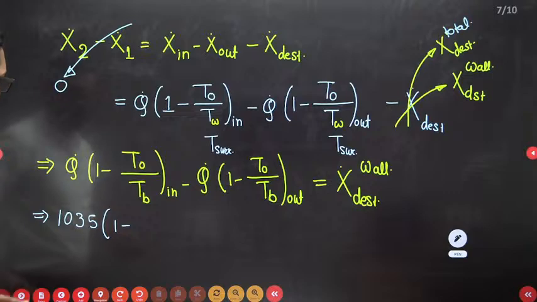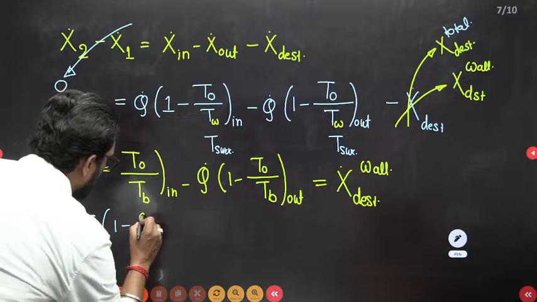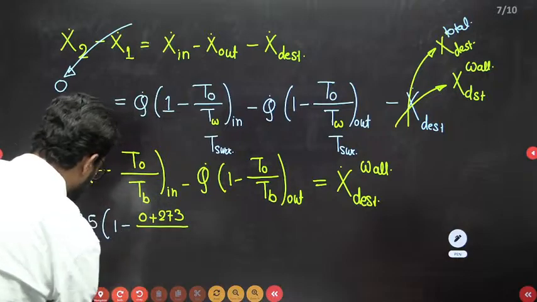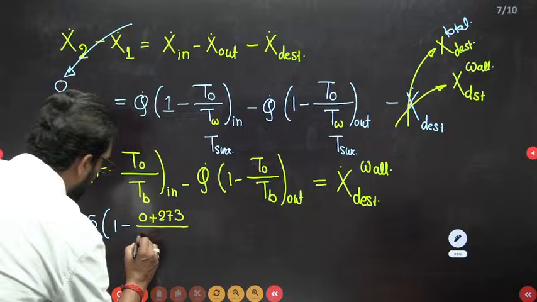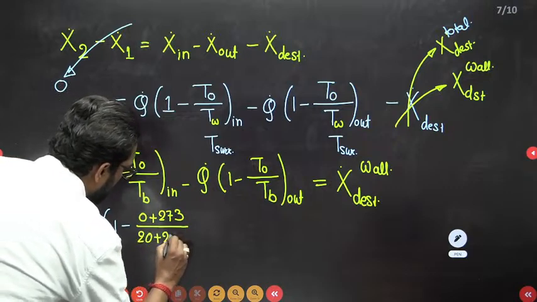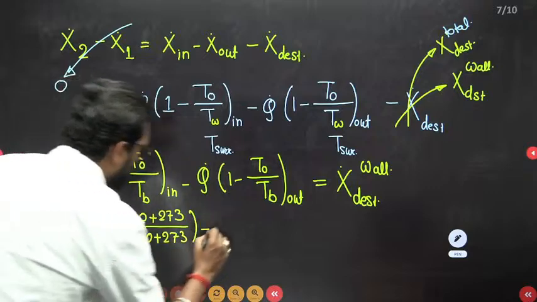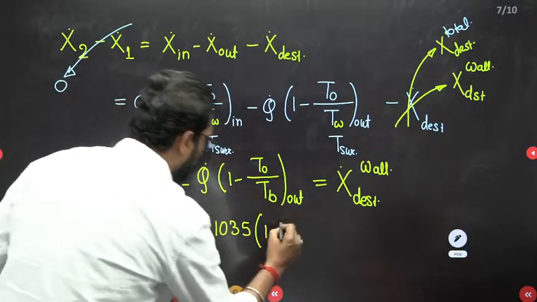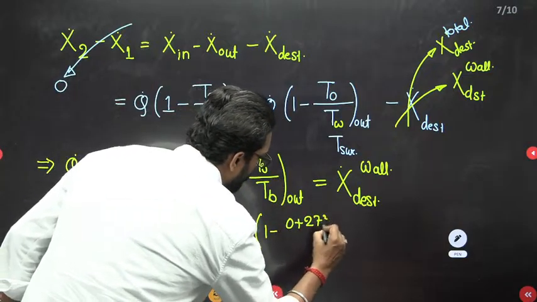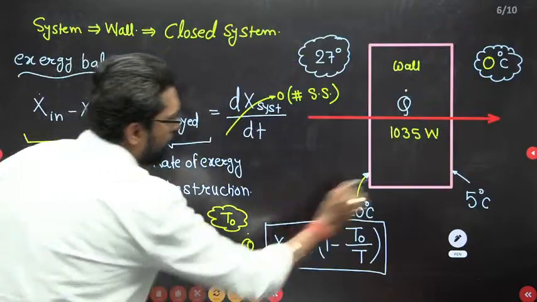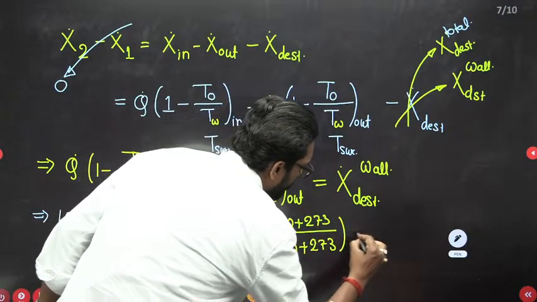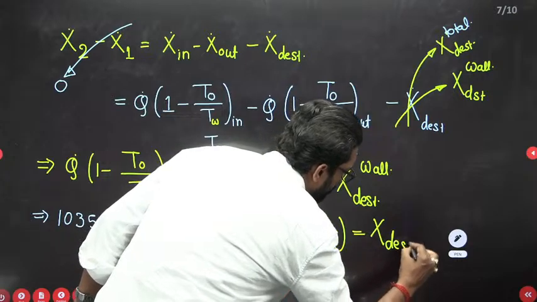Okay, so we have to put here 20 degree, 0 degree. So 0 degree is 0 plus 273, and the inner boundary temperature is 20 plus 273. 1 minus (0 plus 273) over (20 plus 273), times 1035. 1 minus (0 plus 273), what is the outer boundary temperature? Outer boundary temperature is 5 degree. So 5 plus 273. This is equal to the exergy destroyed due to the wall.